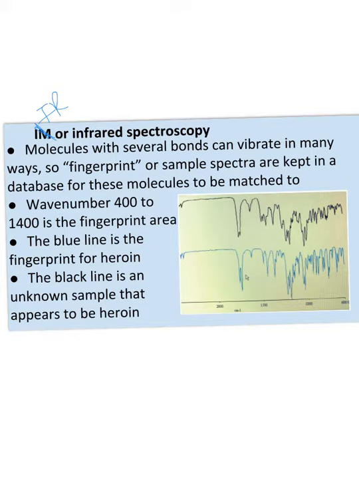So heroin is one that has a fingerprint stored, and the blue down here is the fingerprint. Here's the fingerprint for heroin, and if you match from roughly 400 to 1400 with the unknown sample above in black, they're virtually identical. So it would seem likely that, even though there's not quite as tight a match, but still a very good match in the rest of the spectra, this molecule seems to be heroin.